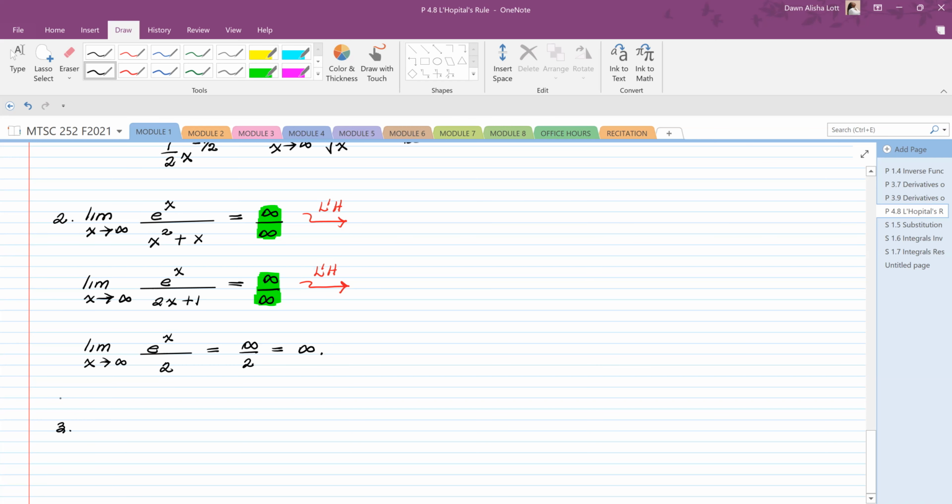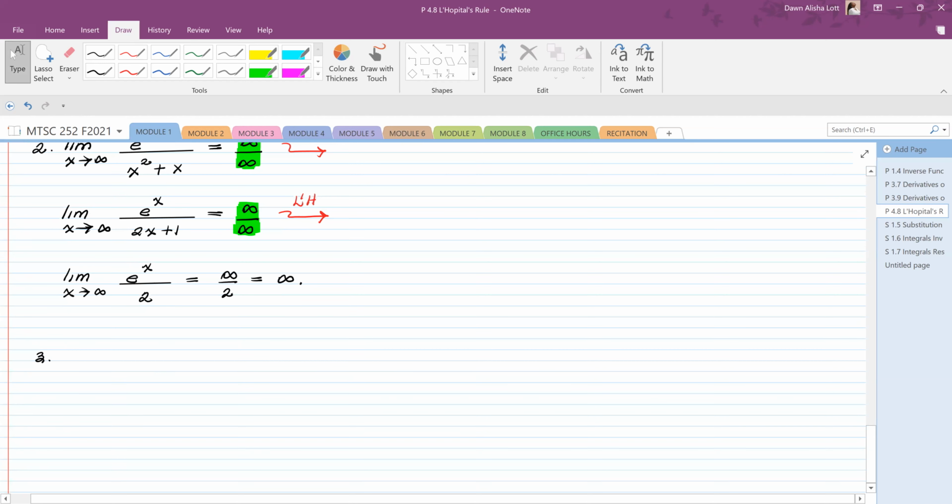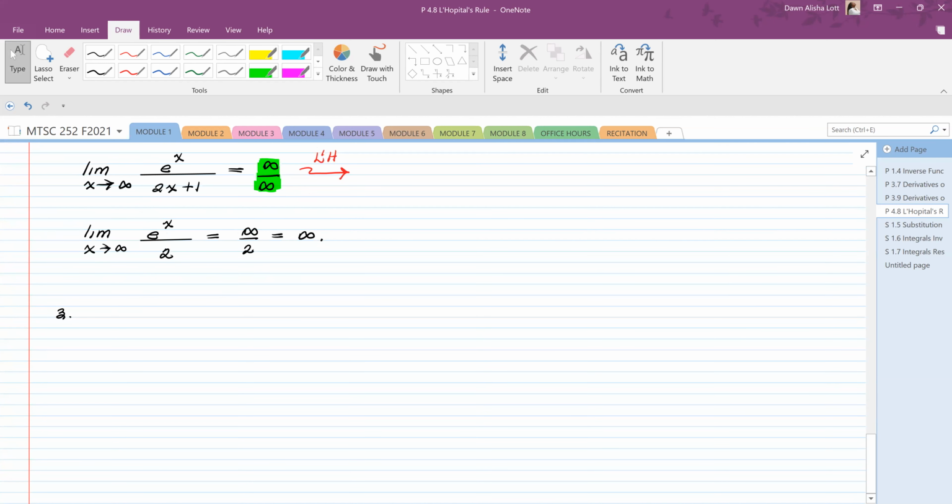Okay, one more. This one, the limit's not going to infinity this time. I have the limit as x approaches pi over 2 from the left. Okay, so this is a one-sided limit of the secant of x divided by 1 plus the tangent of x.